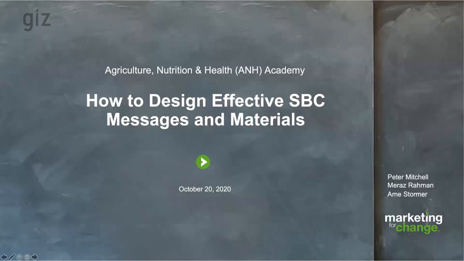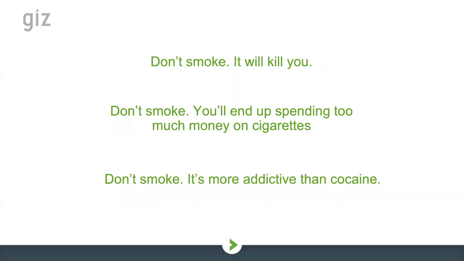I want to start by having you look at these three messages, really clear and pretty obvious. They have to do not with nutrition, but with tobacco use. All of these, however, have been used with limited success in the United States and elsewhere, even though they're really clear, you can understand them, and they seem to be persuasive arguments.